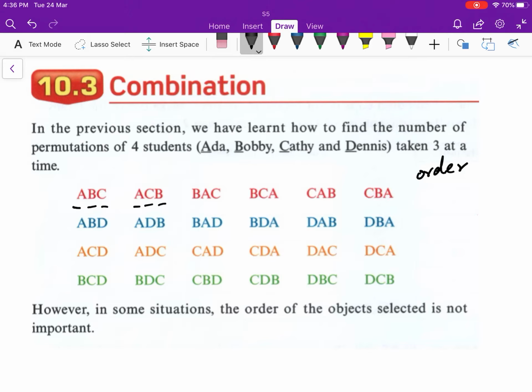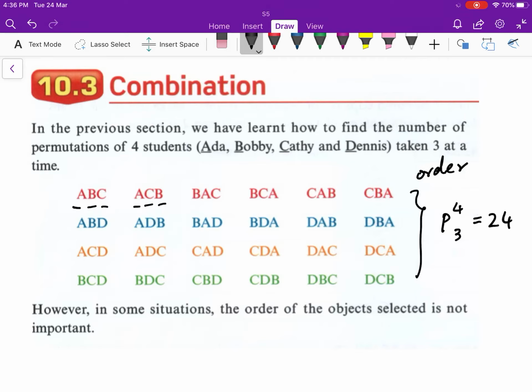So in total, if you really want to take 3 students, it will be 4P3. Take out 3 from 4. So you will have the total number. Of course, you can use the calculator to find it out, or you can just list out all the possible outcomes. It will be 24. So this is how we can calculate it.